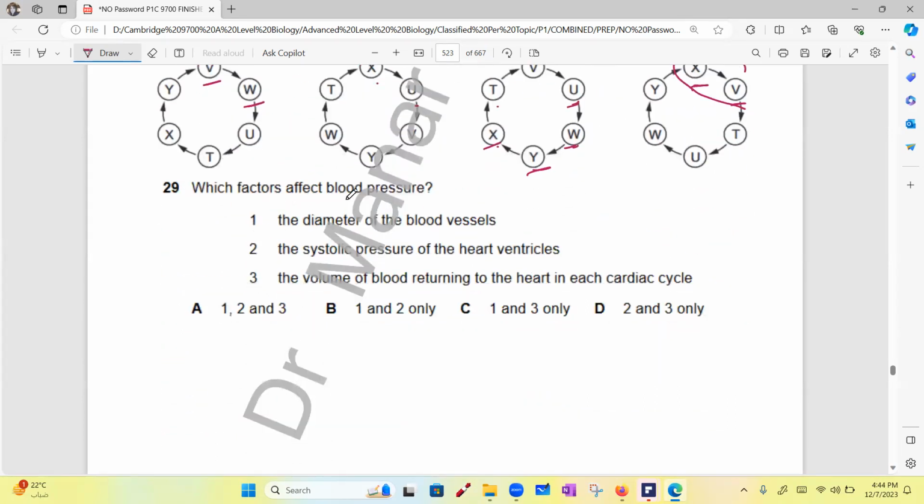Which factors affect blood pressure, Farouk? The diameter of the blood vessels? Yes, of course it does. And the systolic pressure of the heart ventricles? How hard, in other words, the ventricles contract? Yes, this affects it, of course. And the volume of blood entering the heart? Yes, of course it does. So what's the answer? A.